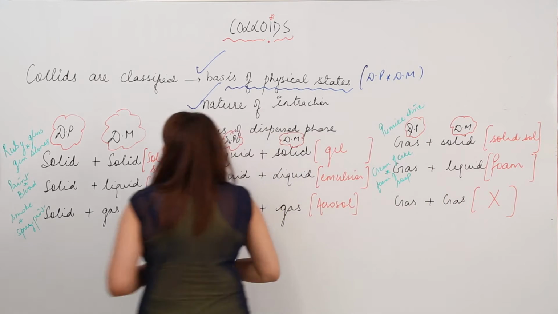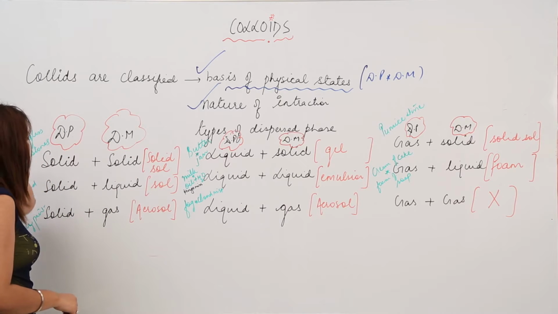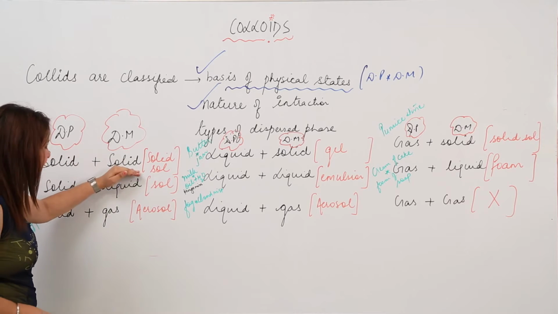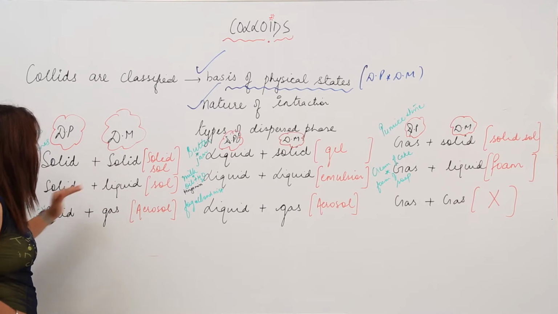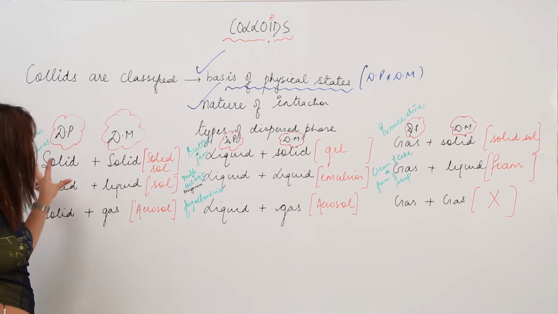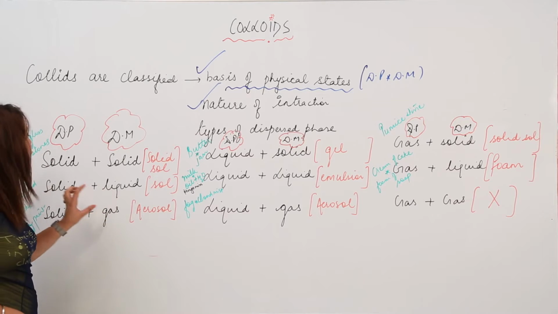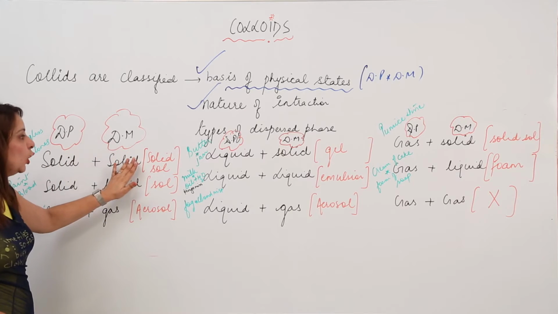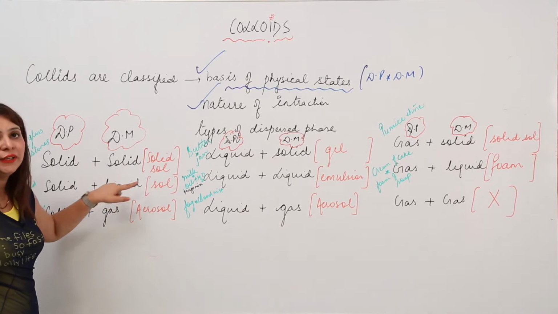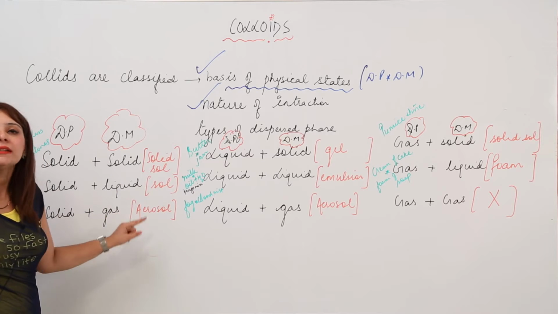See, now this is my dispersed phase and this is my dispersion medium. Here I took dispersed phase as solid. So that means solid can be present in solid, in liquid, and in gas. Means solid particles suspended in solid medium, in liquid medium, and in gaseous medium. When we have solid particles suspended in solid, we call it solid sol, when solid particles are suspended in liquid, we call it sol, and when solid particles are suspended in gas, they are called aerosols.